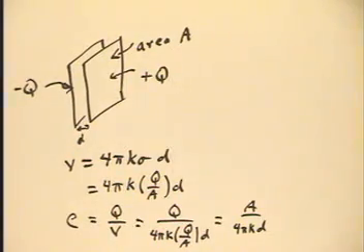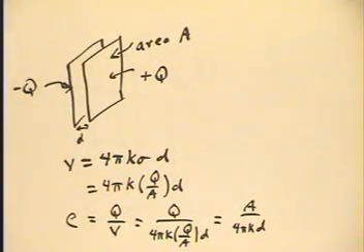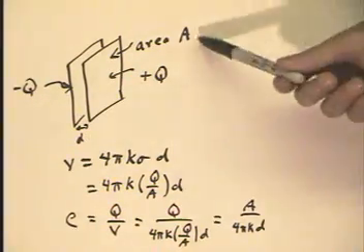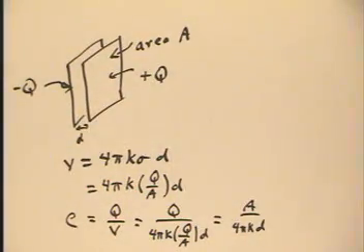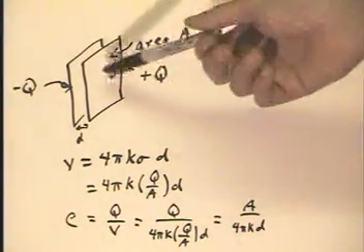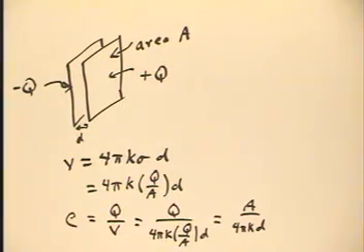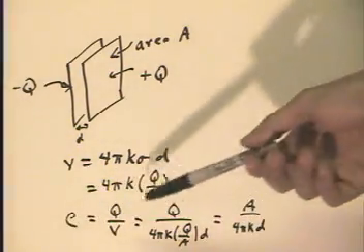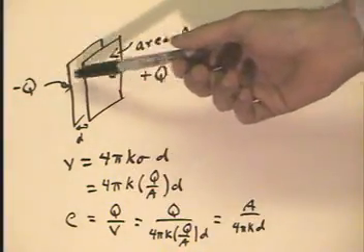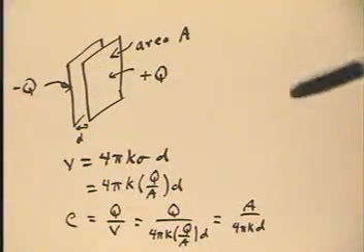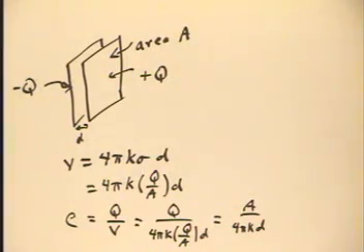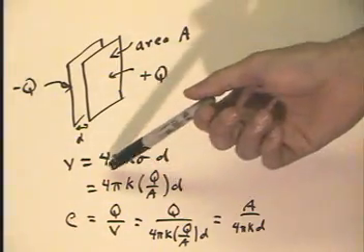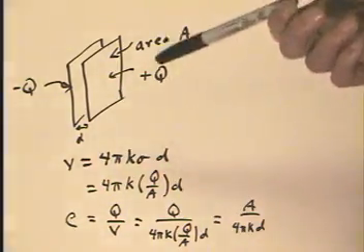Now if we have a charge Q on a parallel plate capacitor, two plates of area A separated by distance D, we can find the capacitance. What's capacitance? It's the ratio of charge to voltage. Capacitance is Q over V. Now we've got Q sitting on these plates. How do we get V? Well, we just saw how we get V using sigma. V is 4 pi k sigma times D.